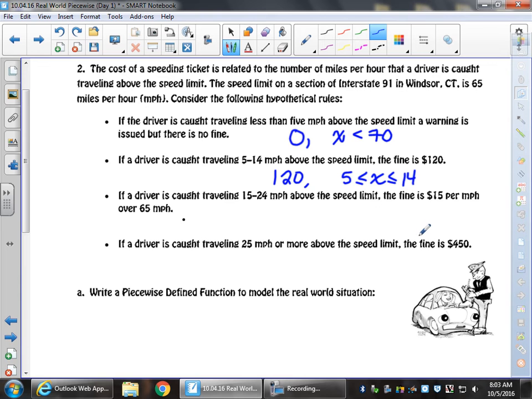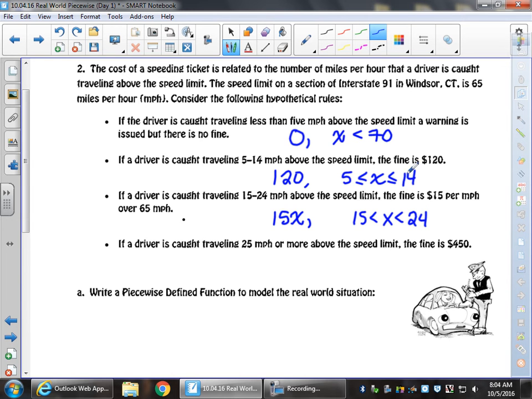Now let's talk about this third one. Drivers caught traveling 15 to 24 miles per hour over the speed limit. The fine is $15 per mile per hour over 65 miles per hour. Yes, Olivia? When x is between what and what? Now, the only issue we're having here, right? Where one ends, the other is supposed to pick up.